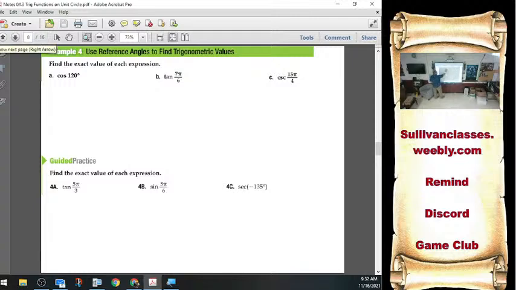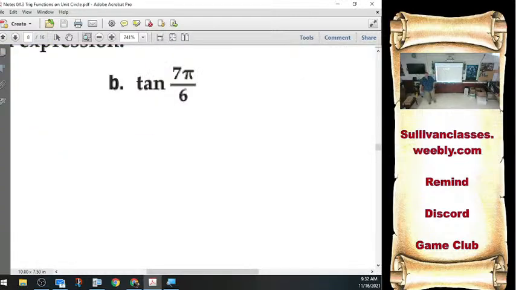So try that again. 7 pi over 6. Lock it back in. What is the reference angle of 7 pi over 6? How far away from pi is it? 1/6? Pi over 6.